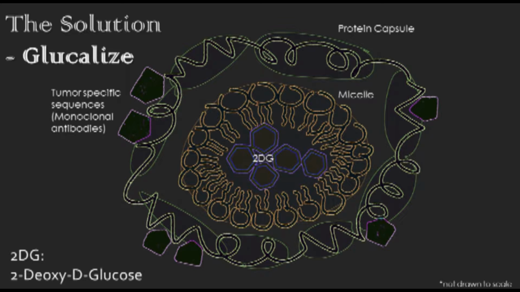And embedded within the protein capsule are tumor-specific sequences, and these monoclonal antibodies are specific to receptors that are shown on that tumor specific to each patient. And so it will only tell the protein capsule to open up if it recognizes those receptors on the tumors. The micelle will then be released. This is a transport vector, and due to the phospholipid nature of the micelle, it will be easily taken up into the cancerous cells. And cancerous cells have a highly acidic environment. This will then disintegrate the micelle and release 2DG right here, and that is 2-deoxy-D-glucose.